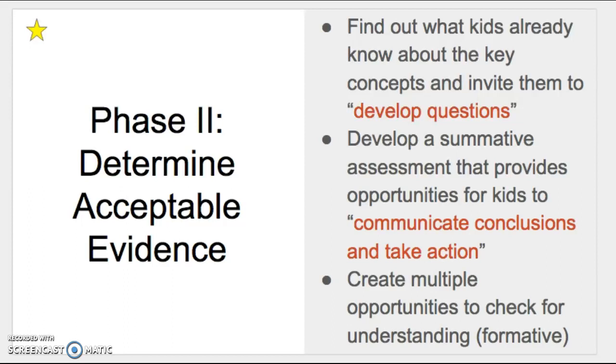What we want to do is first find out what kids already know and invite them to develop some questions to help guide where we take this. And so that can be kind of a pre-assessment. So we know where kids are at, and that'll help guide our inquiry. If all students know where Iowa is, that's probably something that we don't have to talk about throughout our unit. If none of our students know where Iowa is, that's definitely something we want to hit on.